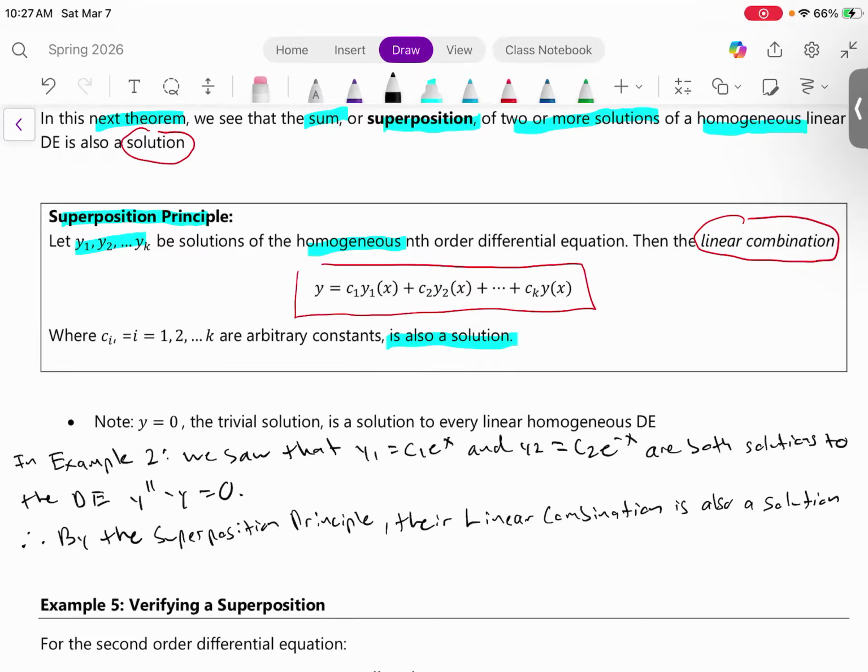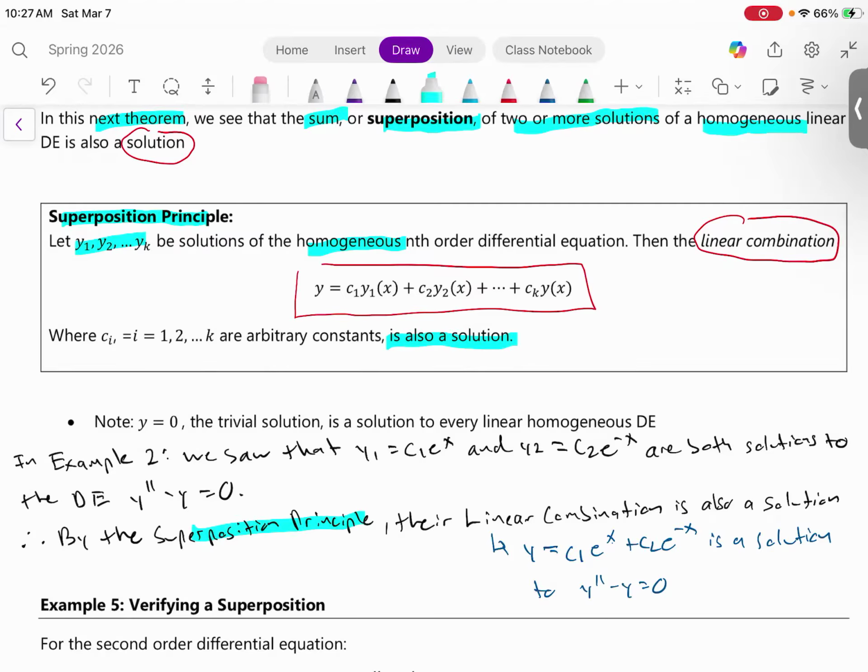What would their linear combination look like? Well, just adding them together, y equals c1 e to the x plus c2 e to the negative x. So their linear combination is a solution to y double prime minus y equals 0. That is what the superposition principle gives us. If we know they are individually solutions, their combination, meaning their sum, is also a solution to the differential equation.